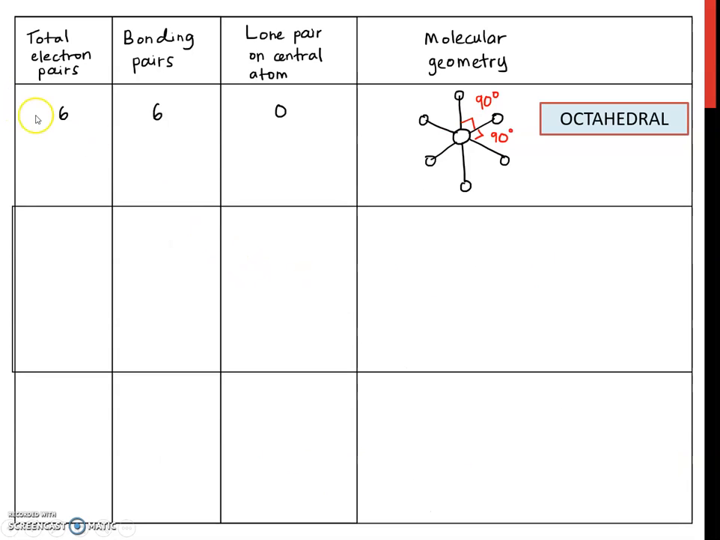Next, for total electron pairs 6, the bonding pairs are 6, lone pairs is 0. That one in general is octahedral. Next type. So 6 electron pairs in total. So if 5 bonding pairs and 1 lone pair on the central atom, so 1 lone pair on the central, and there are 5 bonding pairs or 5 atoms bonded to the central atom.